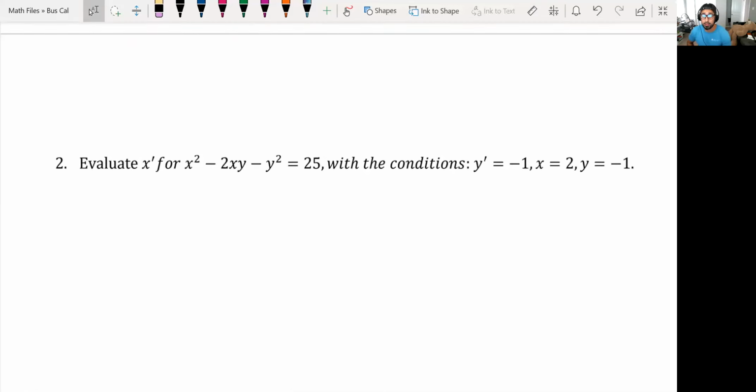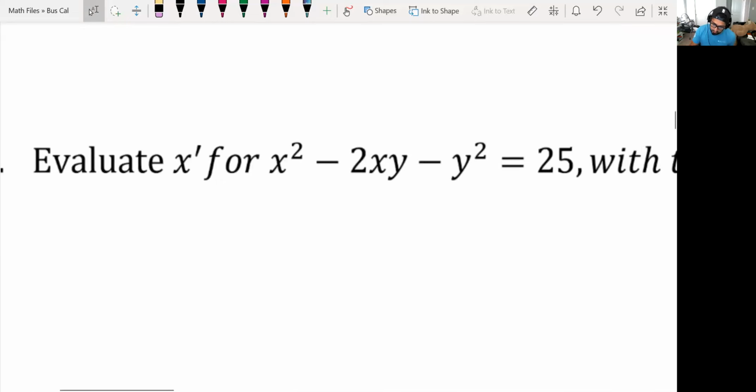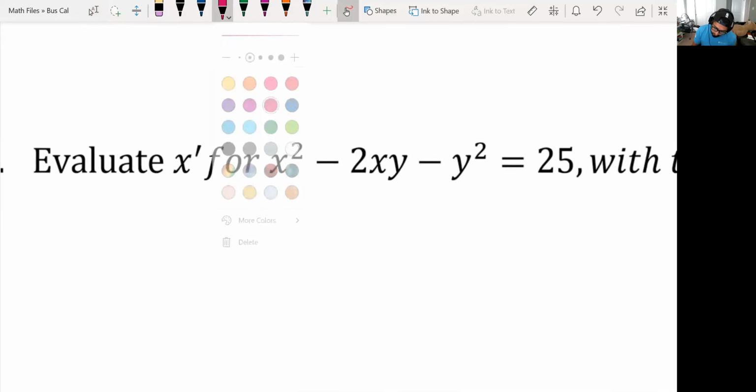So evaluate x prime for x squared minus 2xy minus y squared equal to 25 with the conditions y prime equals -1, x equals 2, and y equals -1. So what we want to do here is solve for x prime. So that's what we'll say when we start this out.